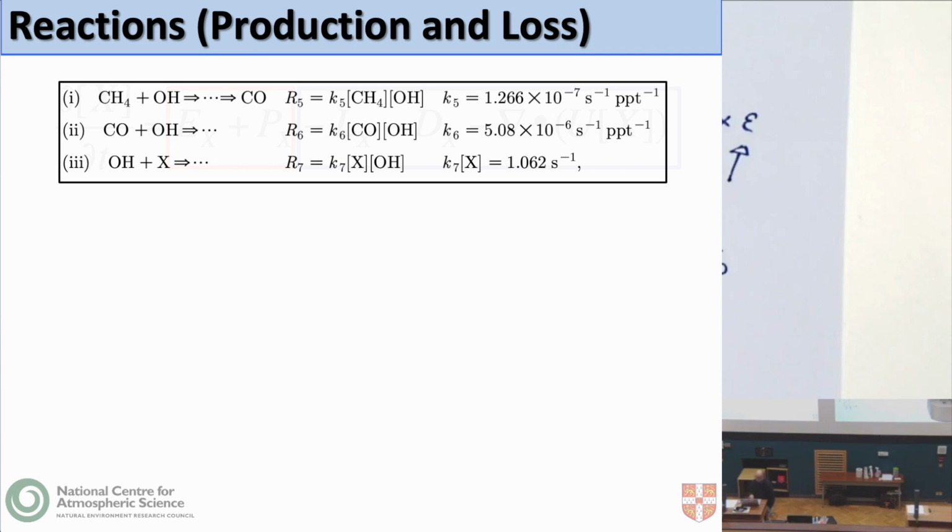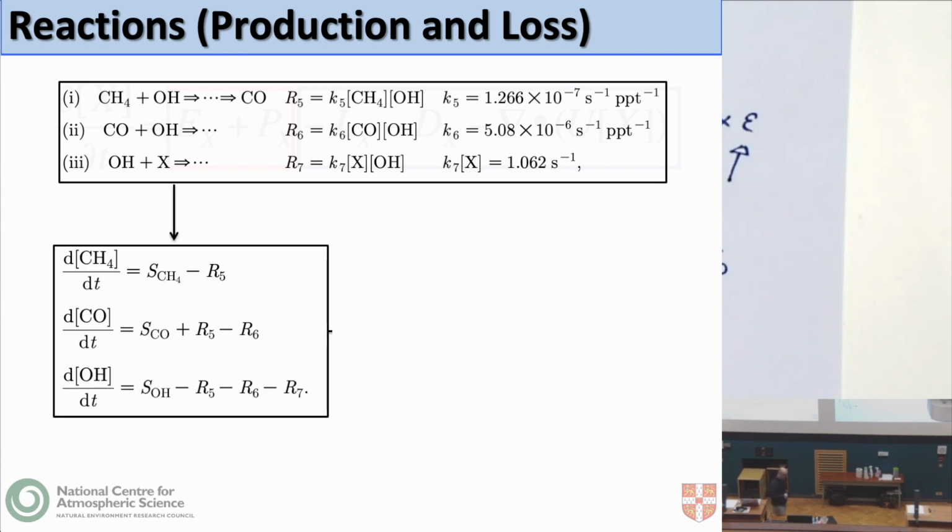So the rates for these reactions are then given by the rate constant, for this one, K5, times the concentrations, as we've seen before. And here are the values for the rate constants. Then we can just write down our continuity equations. And here S is referring to a source, so it's exactly the same as I was writing E. So emissions of methane, emissions of CO, and some source of OH. There aren't actually emissions of OH, it's a photochemical source, and that's why we're using S here.